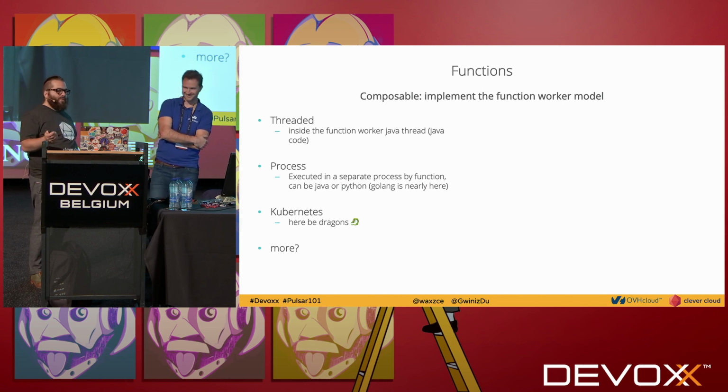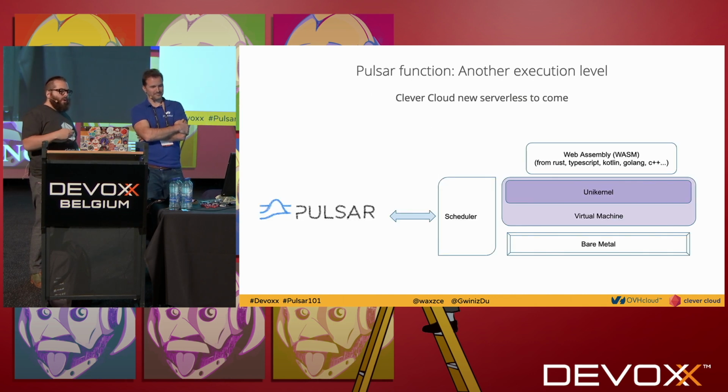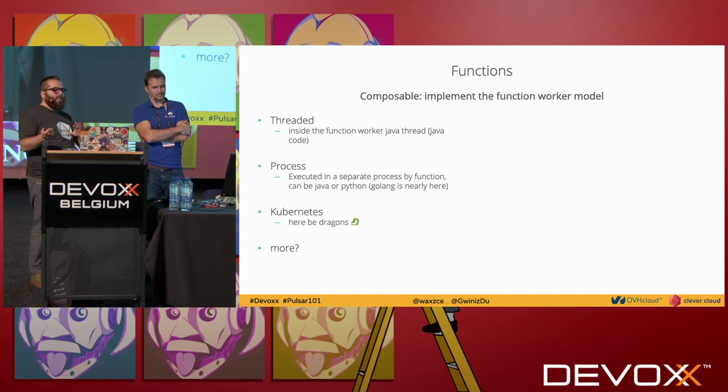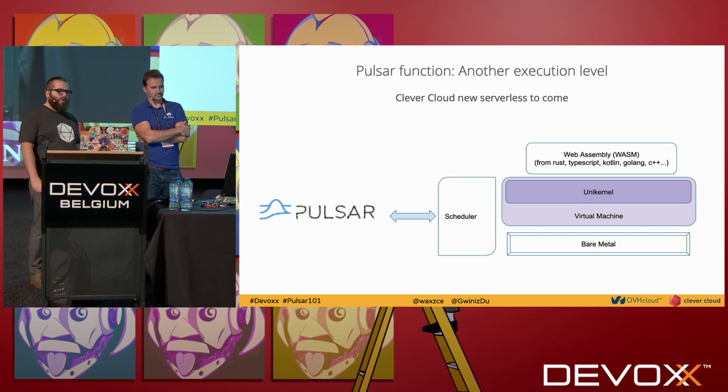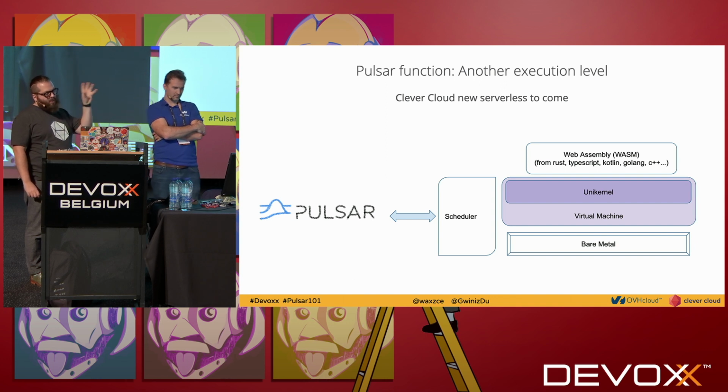And more, because it's very easy to integrate a new implementation of the function model. So a sneak preview of what we are building inside Clever Cloud. We are building a new serverless system. We will basically allow you to use Pulsar Functions with WebAssembly. So you write the code in Rust, TypeScript, Kotlin, Golang, C++, C if you want, or even Haskell. Okay, I don't know. And every function is executed inside its own virtual machine.